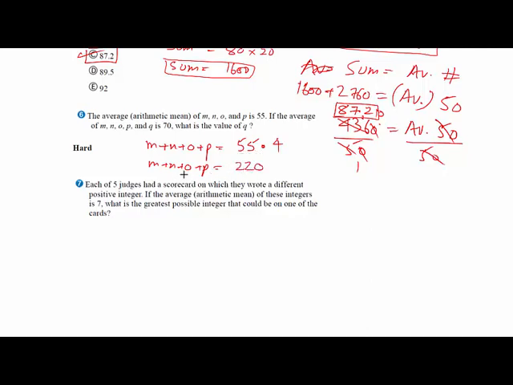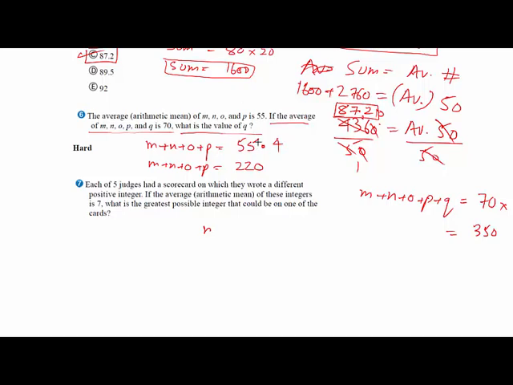So that's 220. Now it's telling if the average of M, N, O, P, and Q is 70. So now we're having 5 terms. So we can write here M plus N plus O plus P plus Q, the average is 70, so average multiplied by number, they are 5 terms. So M plus N plus O plus P plus Q is equal to 7 times 5 is 35, and then 0. 70 times 5 is 350. So we have to calculate the value of Q.